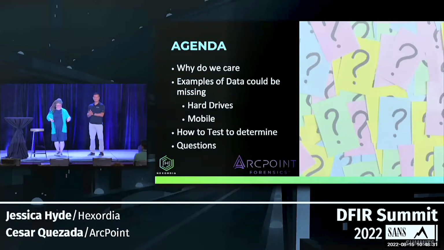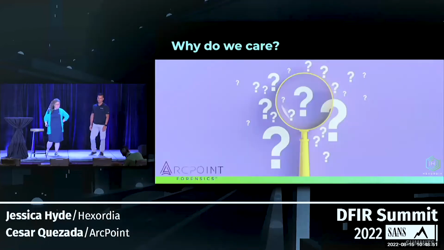All right, here's today's agenda. We want to touch on, why do we care? Why should you care about this talk? And then we're going to go into some real world examples of how data could be missing from hard drives and mobile devices. We're going to touch briefly on how to test it to determine if you're missing data, and then we'll wrap it up with some questions.